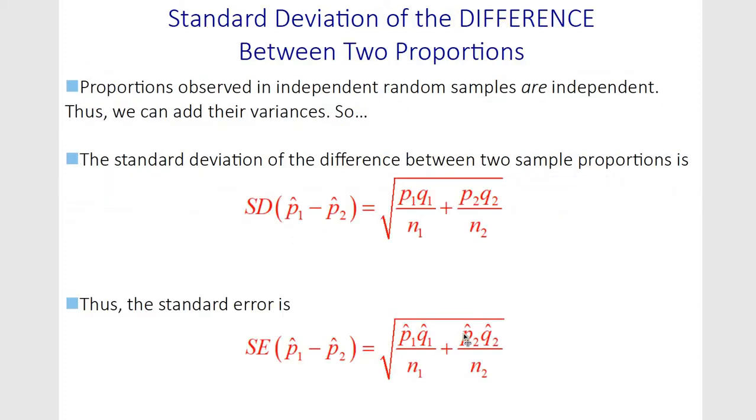So to see it as a formula, okay, that would be here. So proportions observed in independent random samples are independent. Okay, thus we can add their variances. So here's your standard deviation, okay, and thus this is the standard error. Okay, same idea.